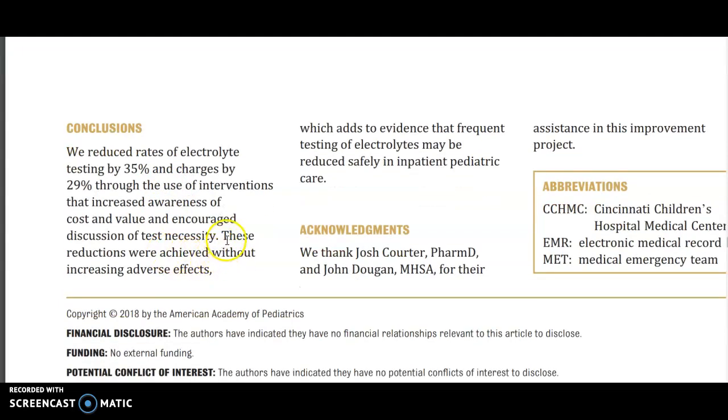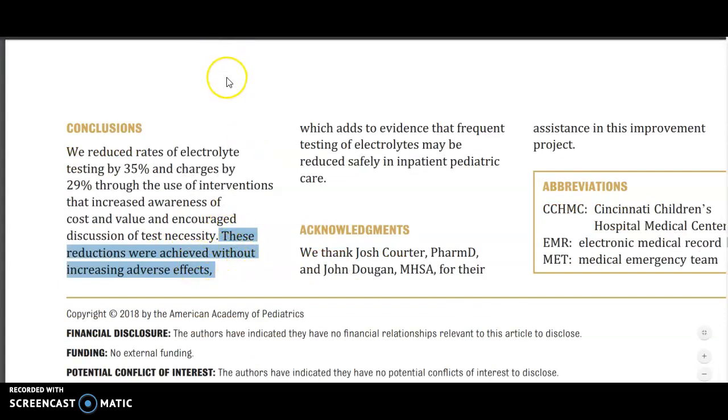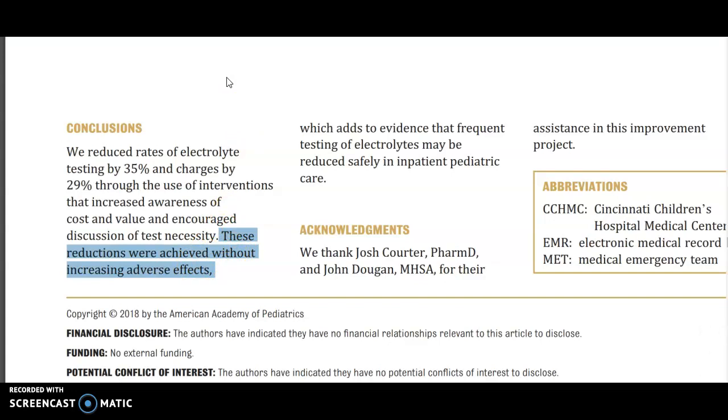It does mention here that these reductions were achieved without increasing adverse effects. This is a claim that I'm not sure if they covered it in the article. I may have overlooked it. This is one that I would want to hone in on, because here's the type of thing you could say if, let's say, this decreased testing did lead to more incidences of something happening with the children, but maybe the p-value was 0.08 or something that wasn't statistically significant.